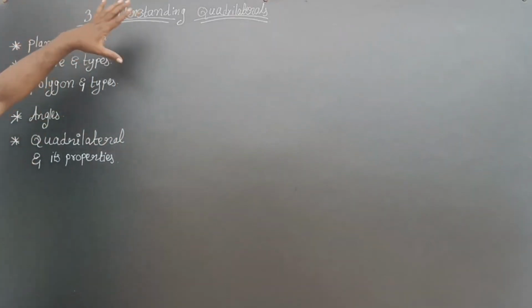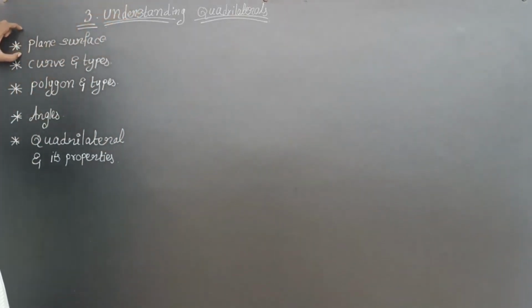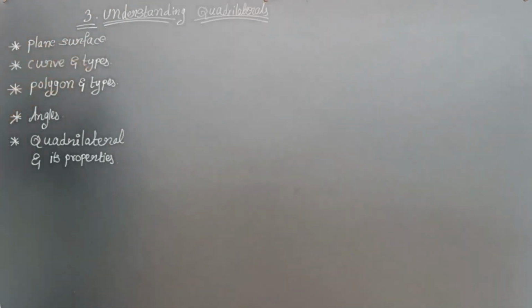In understanding quadrilaterals, first of all we have to understand plane surface and curves, what the different types are, and polygons, what the different types of polygons are, and angles, and quadrilaterals and their properties. These are the things we have to learn.